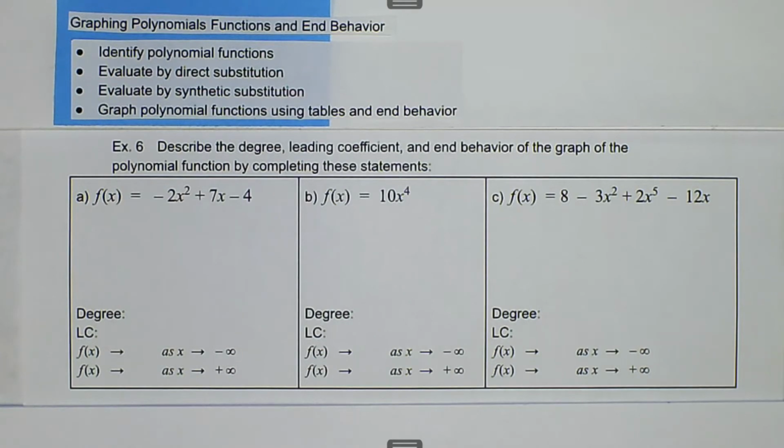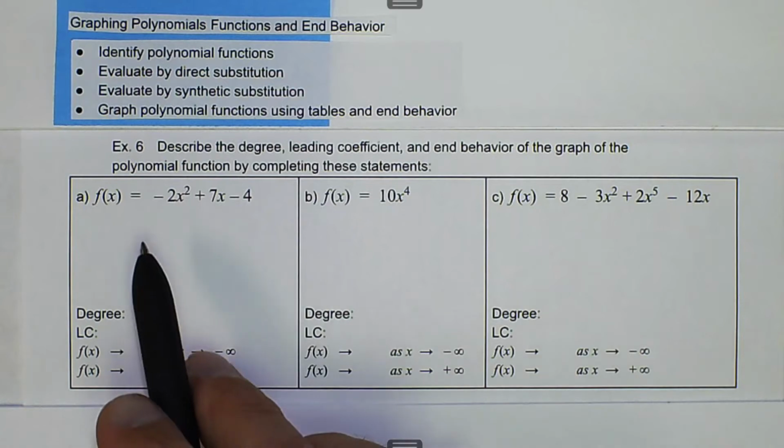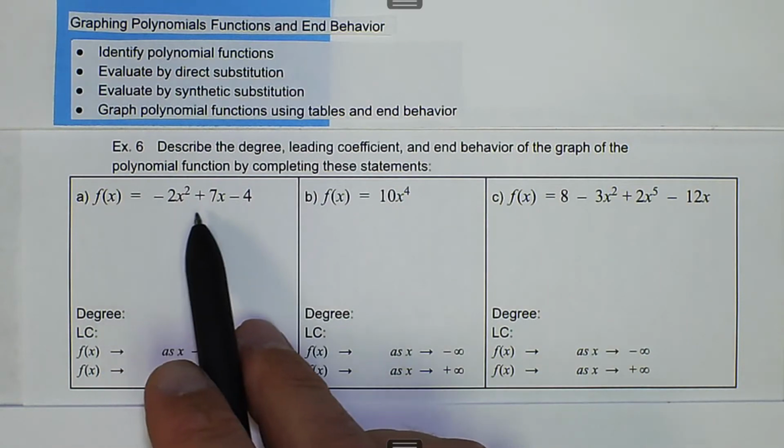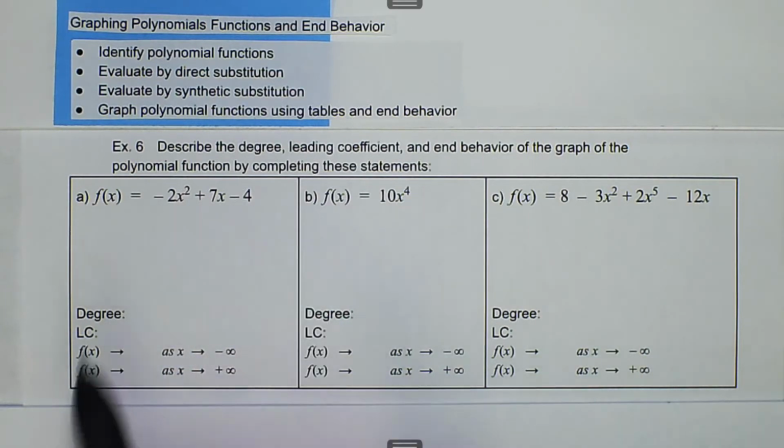We are talking about graphing polynomial functions and end behavior, and we want to graph polynomial functions using tables and end behavior. So example 6 says, describe the degree, the lead coefficient, and end behavior of the graph of the polynomial functions by completing these statements. So the function f of x is equal to negative 2x squared plus 7x minus 4.